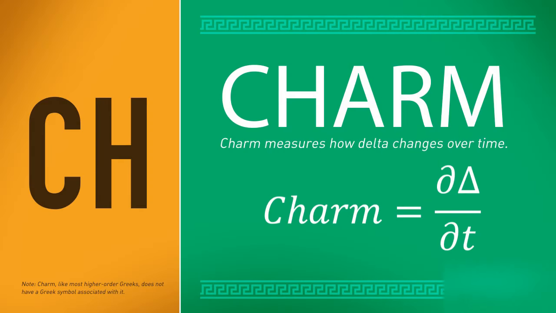Now with gamma, we differentiated the model with respect to price and then again with respect to price. What charm does is it shares delta as that first layer, if you will, but then it differentiates the model with respect to time. So the first differentiation is with respect to price. The second differentiation is with respect to time. So what charm effectively measures is how delta itself changes over time. Okay, so that's the mathematical side of charm.